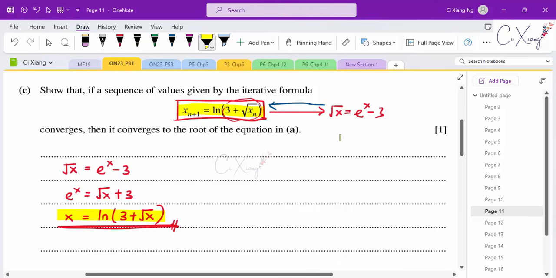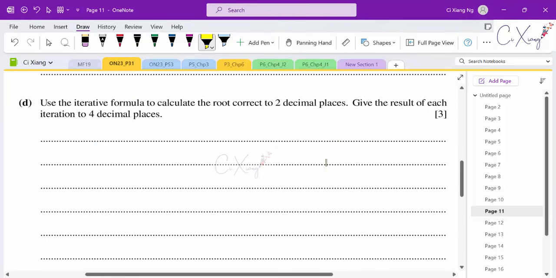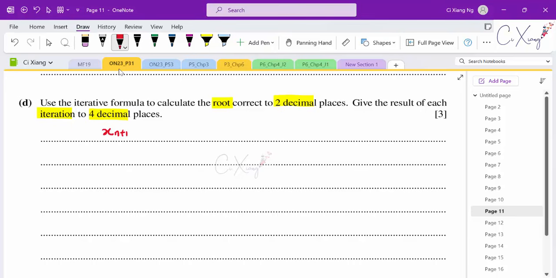Then next, we will continue to part D. Now they want us to use the iterative formula to calculate the root, correct to 2 decimal places. The result of each iteration should be to 4 decimal places. So let's start. The iterative formula given is x n plus 1 equals ln 3 plus square root x n.